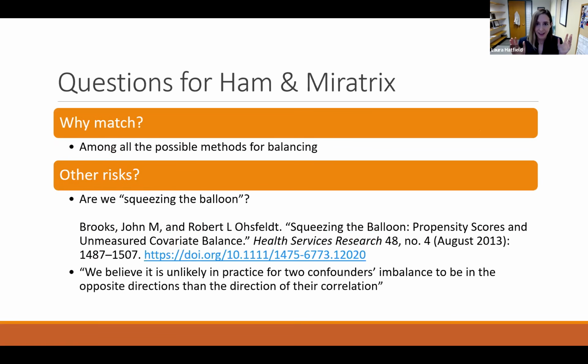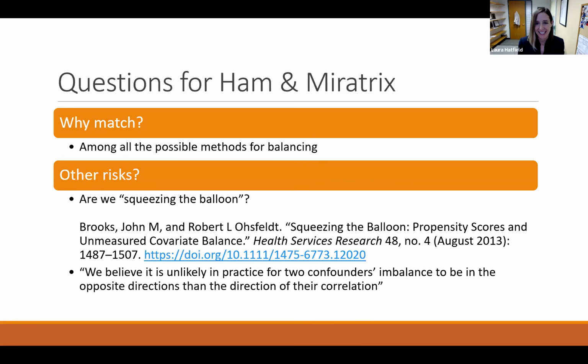So with that context, I want to close with a couple of questions for you all. First is, why match, amongst all the possible methods that you could use for balancing the distribution of two groups, since that's the thing that we're focused on, which could include weighting or regression? Why is matching the thing? And the other question is, how do you think of your results in conversation with this other really interesting paper called Squeezing the Balloon, which is my justification for always giving papers a catchy title, because I always remember this paper because of its catchy title.